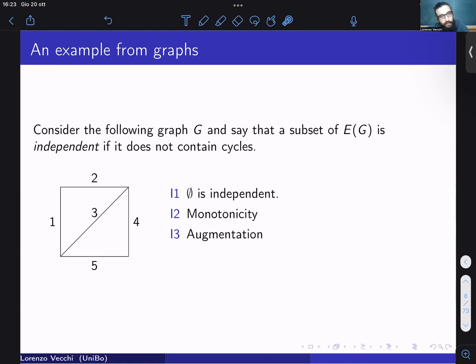Then if I start from a subgraph that doesn't contain any cycle, so a forest, and then I remove some edges, I cannot create new cycles. Therefore, the monotonicity property holds. And then lastly, we have some propositions that tell us that if we start from a forest, we can start adding edges until we reach a maximal point that is spanning trees. So graphs are also matroids.